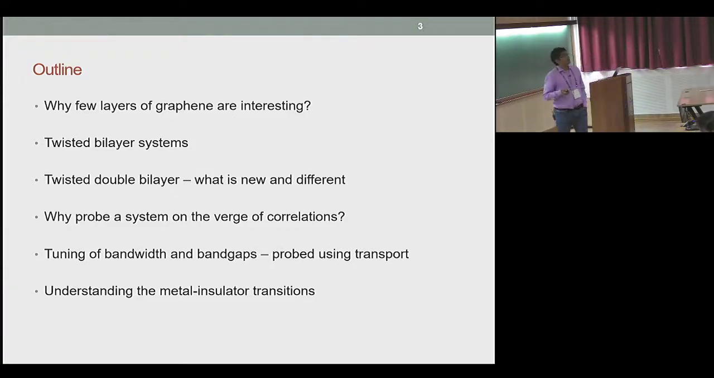If you follow arXiv, you probably know that there is a torrent of new results coming every day. Then I'll talk about our system, what's new and different, what we can learn from it, and what other interesting things one can do. And then I'll put all of this together and explain how we can understand the metal-insulator transitions in this system very comprehensively.